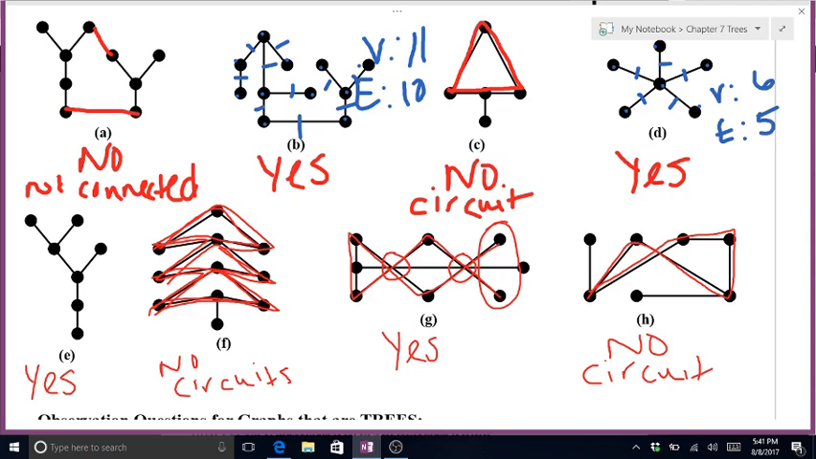Vertices: 1, 2, 3, 4, 5, 6, 7 vertices. 1, 2, 3, 4, 5, 6 edges. And our last one: 1, 2, 3, 4, 5, 6, 7, 8 vertices. That's one big line here in the middle. 2, 3, 4, 5, 6, and 7 edges.